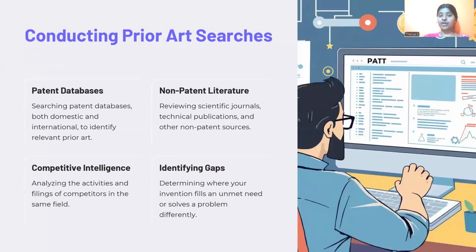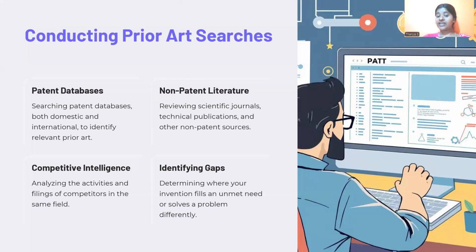Next is conducting prior art searches. Patent databases: searching patent databases, both domestic and international, to identify relevant prior art. So you have to search whether the invention is already present or not, and you have to go through it. Next is non-patent literature. Reviewing scientific journals, technical publications, and other non-patent sources. Next is competitive intelligence. Analyzing the activities and filings of competitors in the same field. So this is known as competitive intelligence.